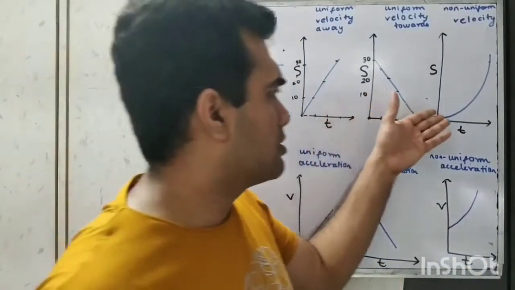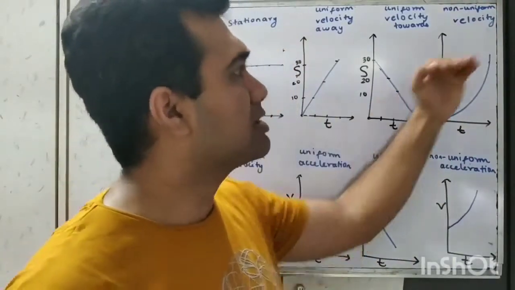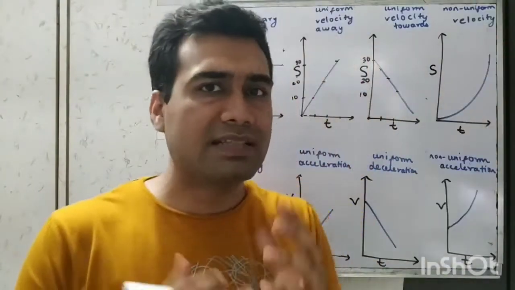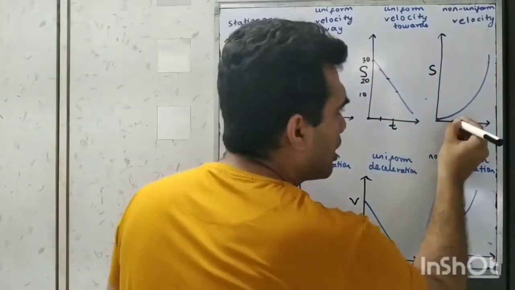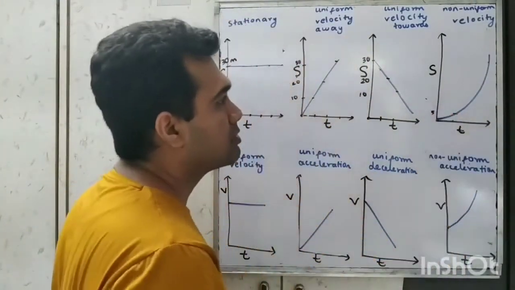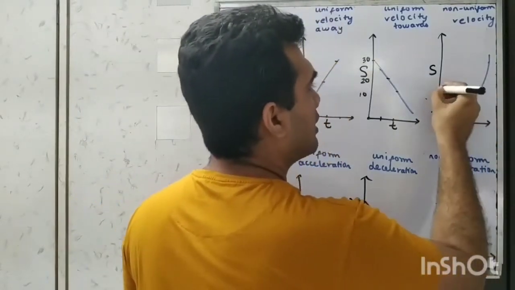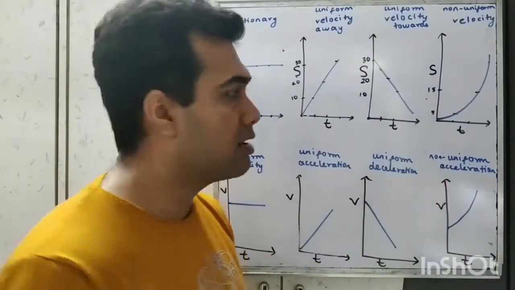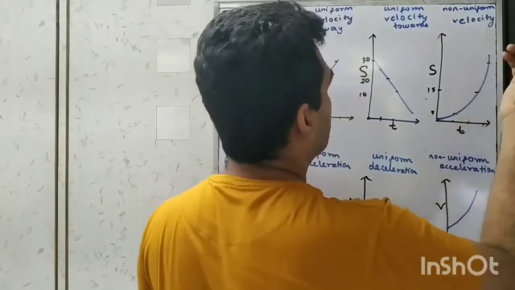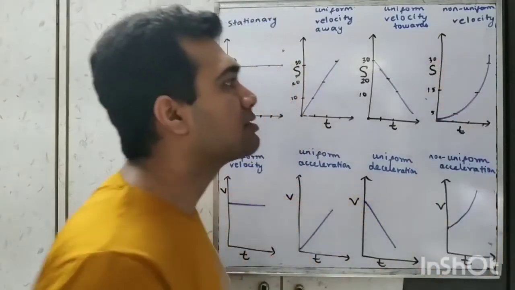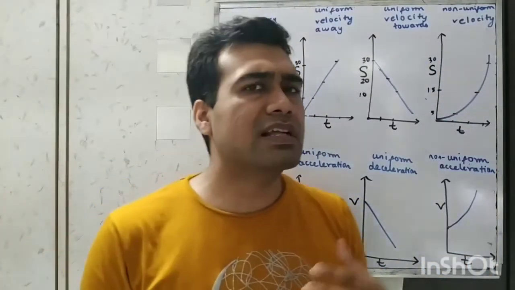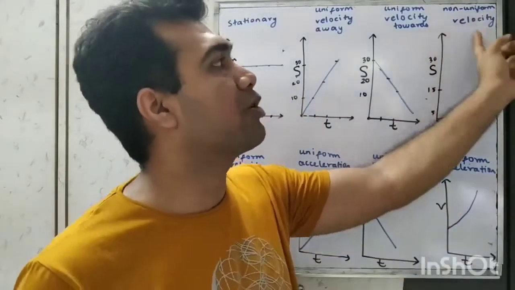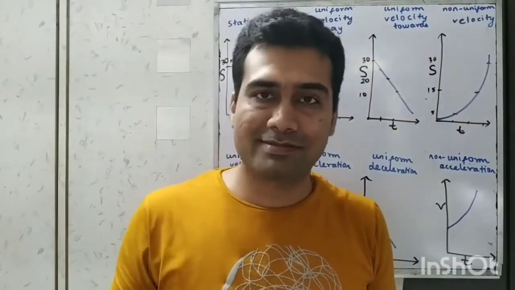But what if the slope is not constant for the entire graph? What if it's a curved graph? What does that mean? It means that after 1 second it traveled 5 meters, but after 2 seconds it traveled 10 meters more, so totally 15 meters away. And after 3 seconds it was, let's say, 30 meters away. So it is not covering equal displacement in equal intervals of time. That means velocity is not uniform. So it's non-uniform velocity, which is acceleration.